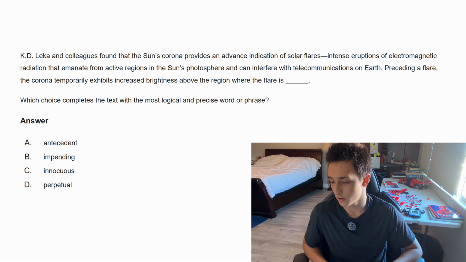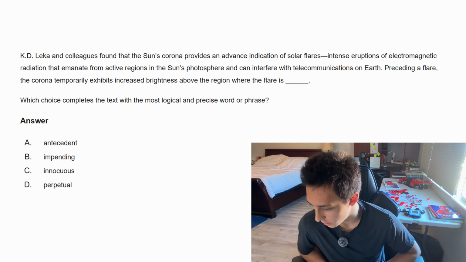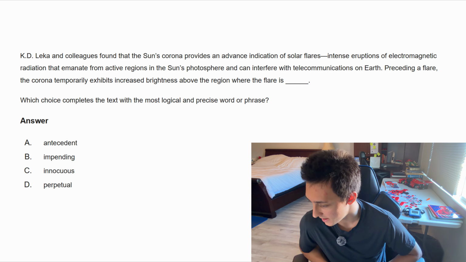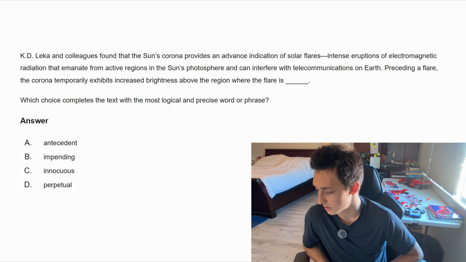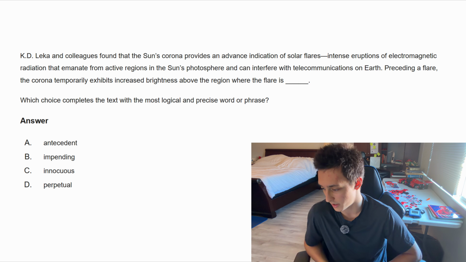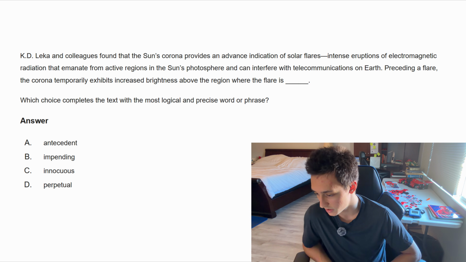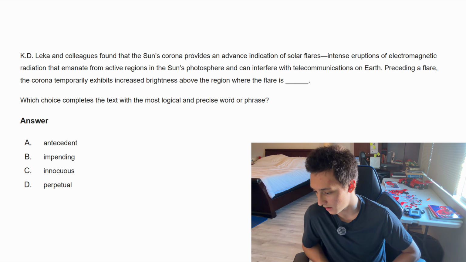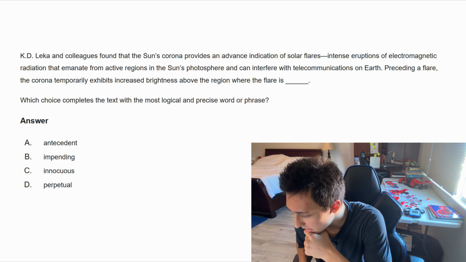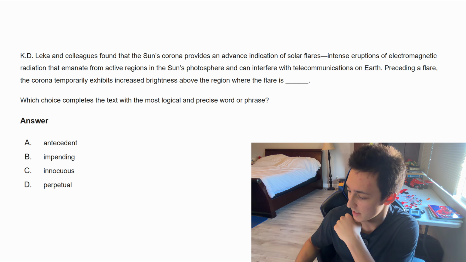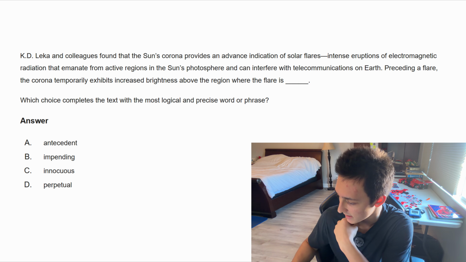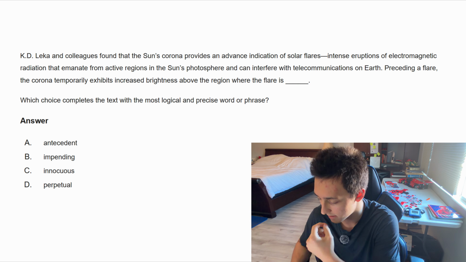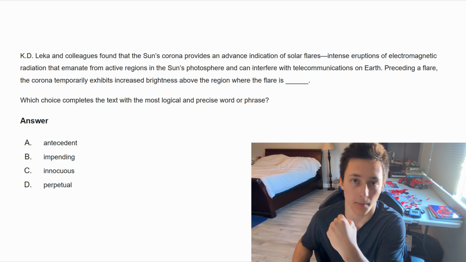This is the last Accurate Words question. KD and colleagues found that the sun's corona provides an advanced indication of solar flares, intense eruptions, non-essential information. Preceding a flare, the corona temporarily exhibits increased brightness above the region where the flare is blank. Right off the bat, I'm thinking where the flare is present. But if we look more into it, we see that it provides an advance indication. So I'm thinking something like that is synonymous with the word we're trying to find. It's where the flare is about to come from.